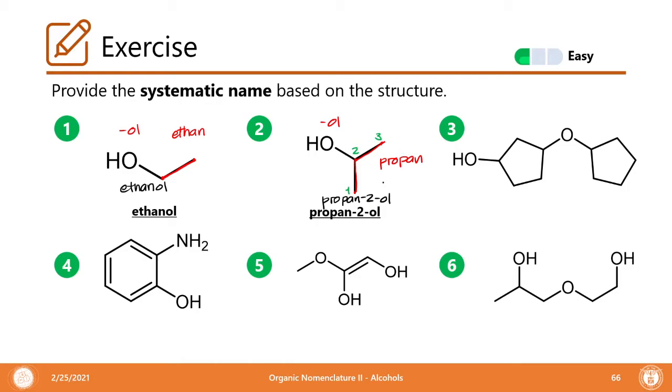Okay. How about number 3? So it may be confusing. It looks like you have 2 alcohols, but actually you only have 1, which is this alcohol, because it has to be connected to a hydrogen. So only this can be the parent chain. Okay, so this is a cyclopent. Okay, there's 5 carbons. Pentan. Okay, specify that it's an alkane. Pentanol.